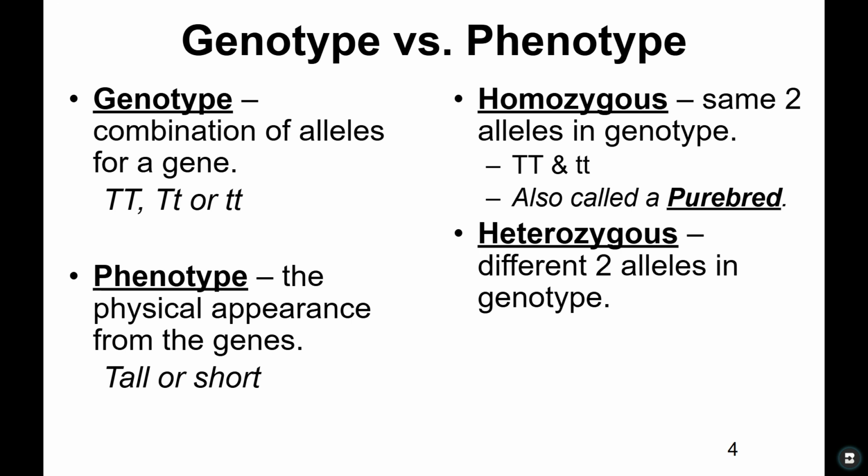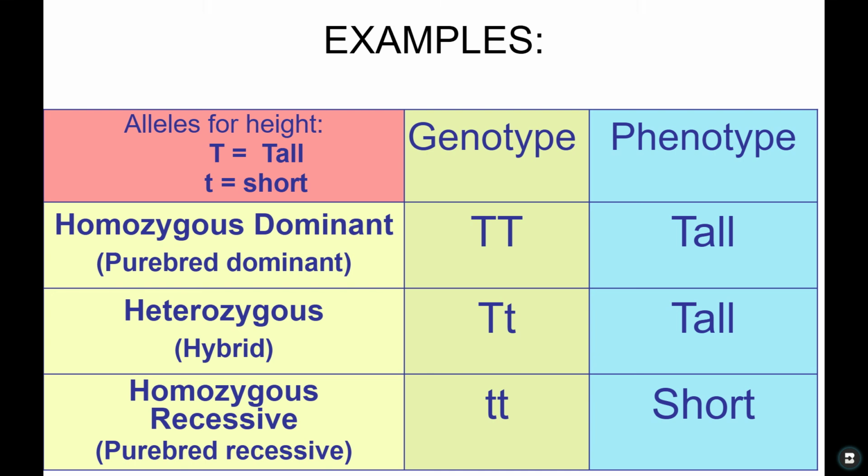Heterozygous is where two different alleles exist in a genotype. So in this case, that's the big T, little t. Hetero means different, homo means same. Zygous refers to the zygote that is formed from the fertilization of an egg. Heterozygous individuals for traits are also known as hybrids because they are a mix of the two.